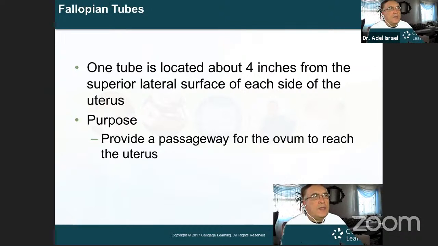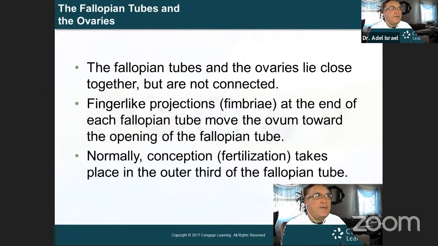After that, we have to know that the fallopian tube and the ovaries are not in direct connection, but the terminal end of the fallopian tube is called the fimbria, and the fimbria is going to pick up the ovum from the surface of the ovary, and after that, fertilization will take place in the outer third of the fallopian tube, as we mentioned before.